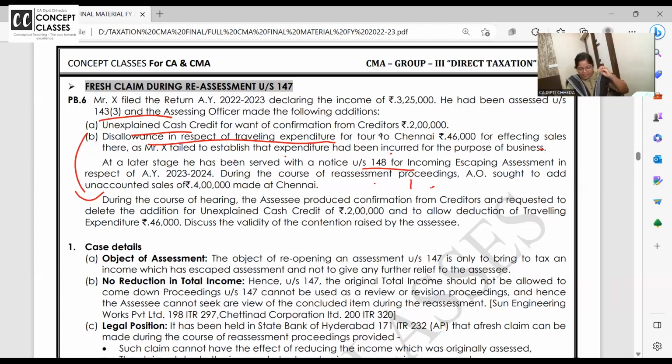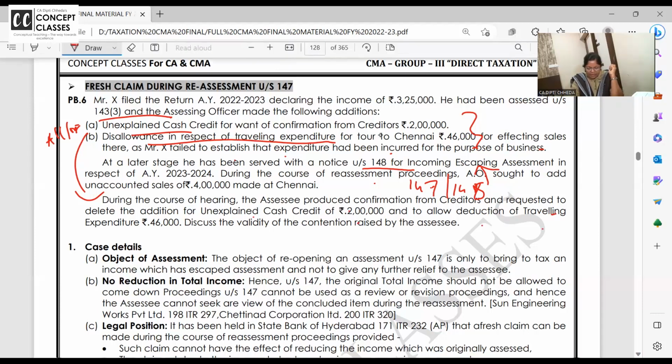Loudly 147 is shouting कि 148 में नोटिस तभी भेजो जब कोई इनकम हाइड हुई है. This is not income. These are the mistakes on the top of the record. कि ये जो आपने बुक्स में डेबिट किया ये तो अलाउड डिसअलाउड की जगलिंग है. This is like allowed, disallowed. This is not 148. So during the course of hearing, SSC produced confirmation from creditors and requested to allow deduction of traveling expense.